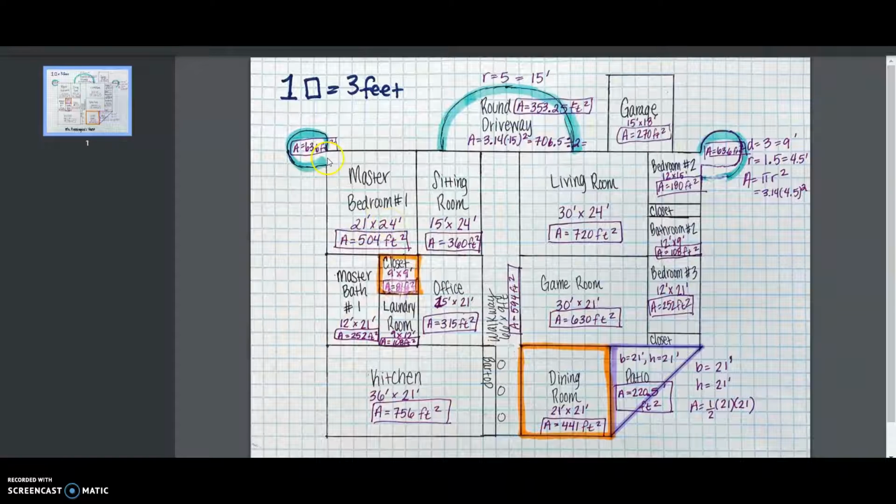So remember to calculate how big each room is by scaling it. Each one of my squares is equal to 3 feet. So once I have my measurements, 21 times 24 equals 504 square feet. My sitting room is 15 by 24, so I do 15 times 24 to get the area of 360 feet squared. So I did the same thing for each and every one of my rectangular rooms.